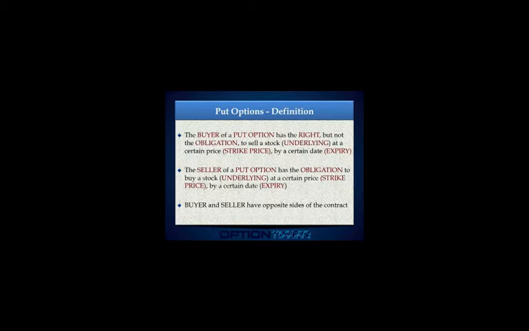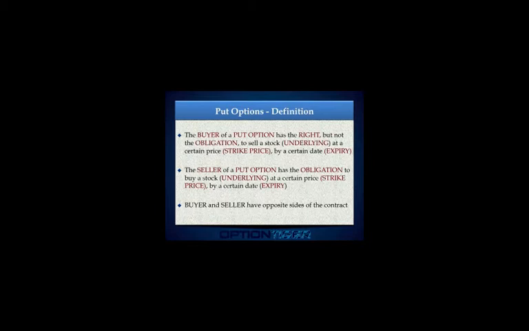In a call option, the buyer of the option had the right to buy a certain asset. And in the case of a put option, the buyer of a put option has the right to sell a certain asset. And the seller of a put option is obligated to buy the stock at a certain price. So again, from a seller's perspective, you should notice that it's exactly the opposite. In the call option example, the seller of the call option had an obligation to sell, and in the put option, the seller has an obligation to buy.